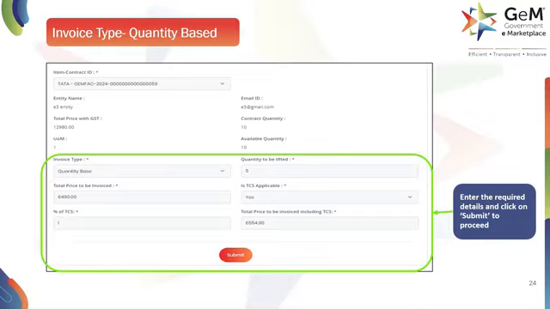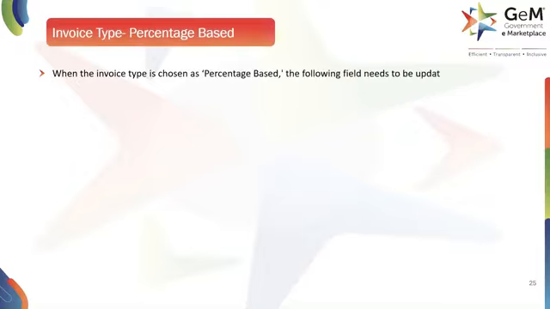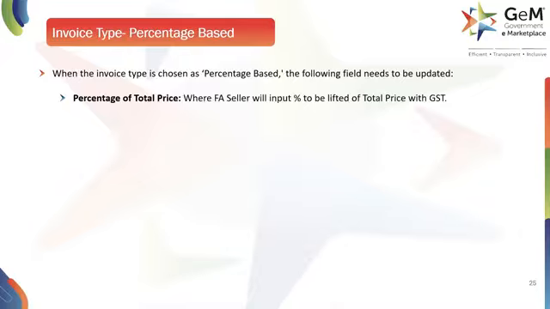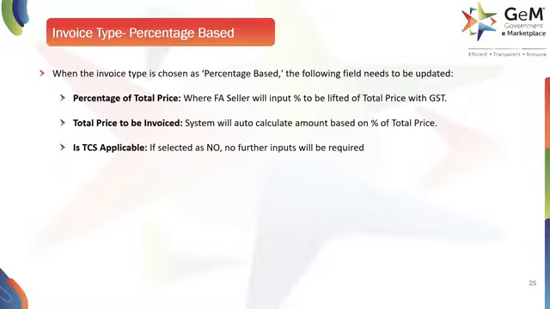When the invoice type is chosen as percentage-based, the following field needs to be updated: percentage of total price, where the FA seller will input the percent to be lifted of total price with GST. Total price to be invoiced: the system will auto-calculate the amount based on percent of total price. Is TCS applicable? If selected as no, no further inputs will be required.